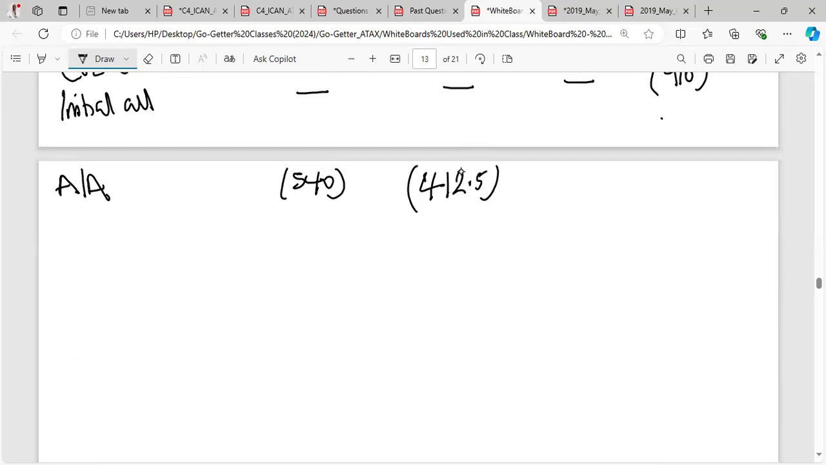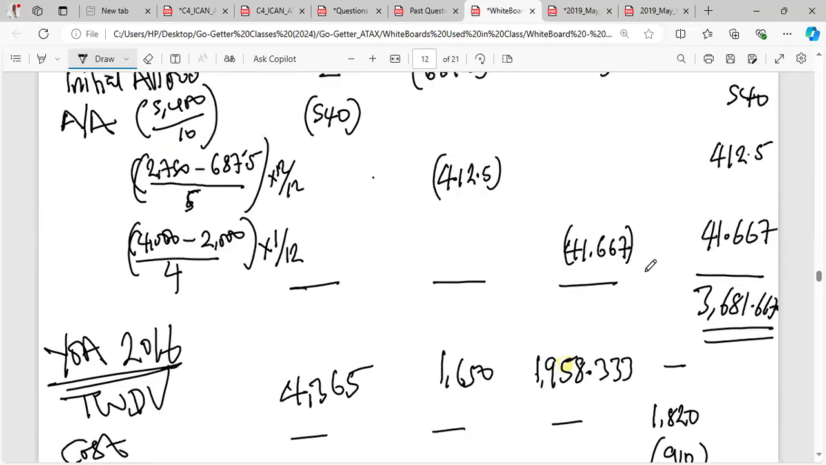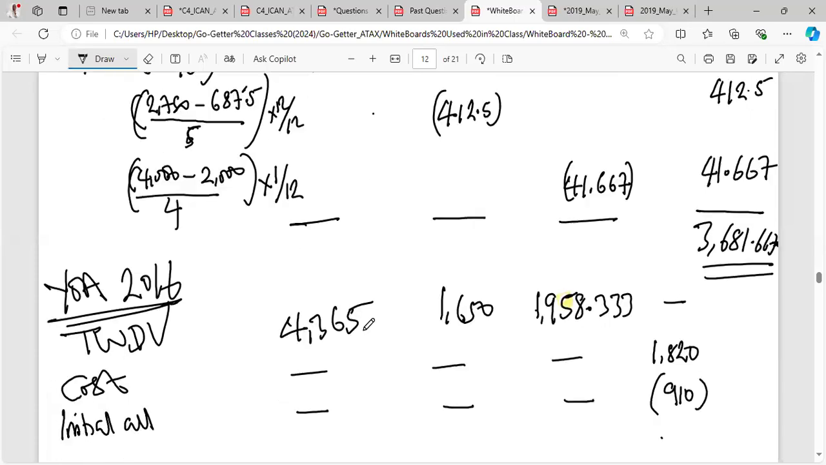412.5. This other one now, that was 1 over 12. We need to do this without the 12 over 12. Or we simply multiply this by 12. Anyone we do.